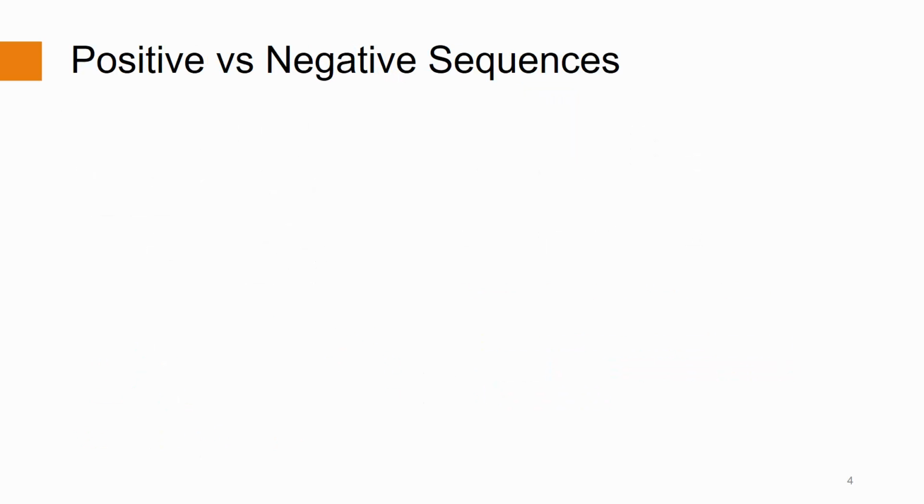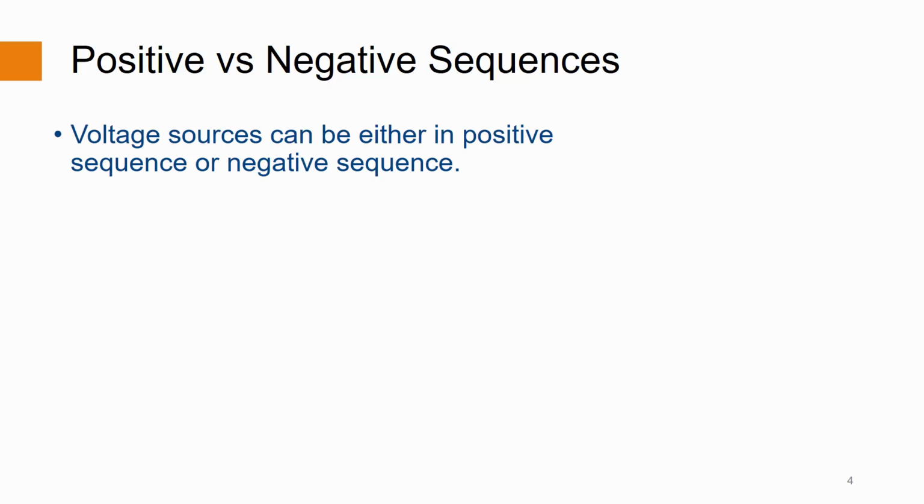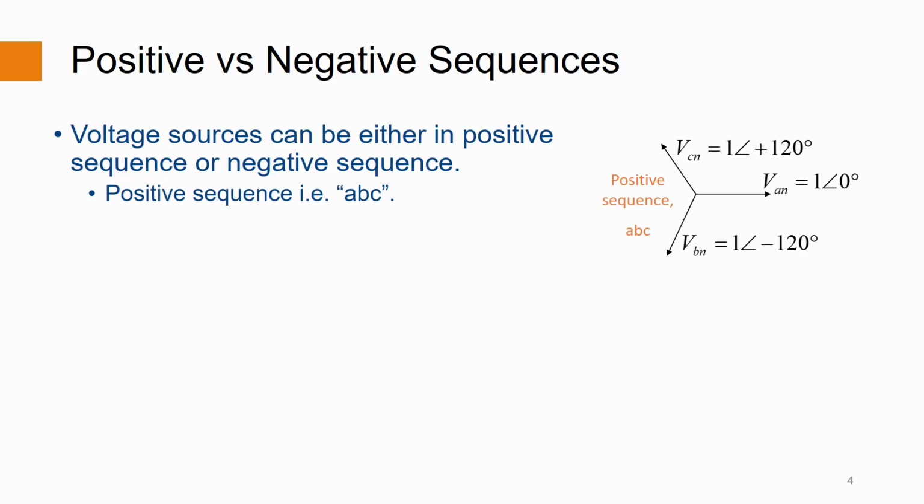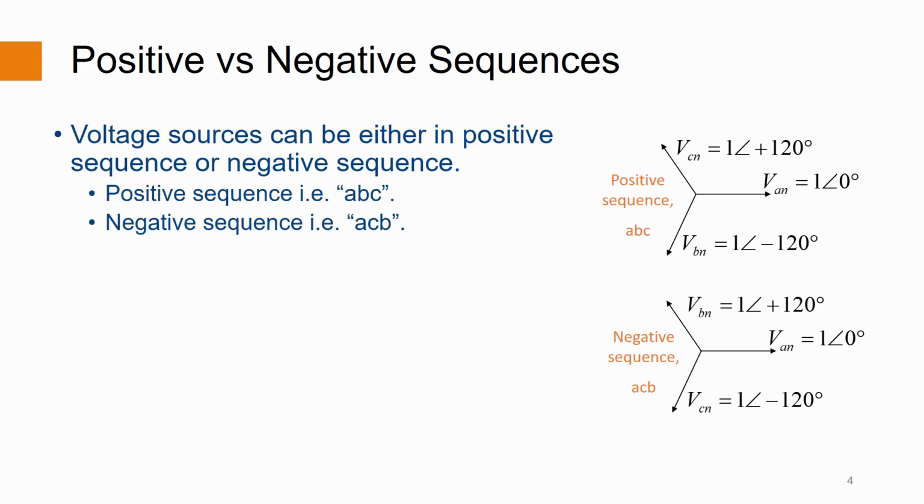The voltage sources defined can be either positive sequence or negative sequence. In the previous slide, we labeled the voltages like this, with VBN lagging VAN by 120 degrees and VCN leading VAN by 120 degrees. What if I change the notations to this sequence? I put VA, then VC and then VB. This is still a three-phase balanced supply.